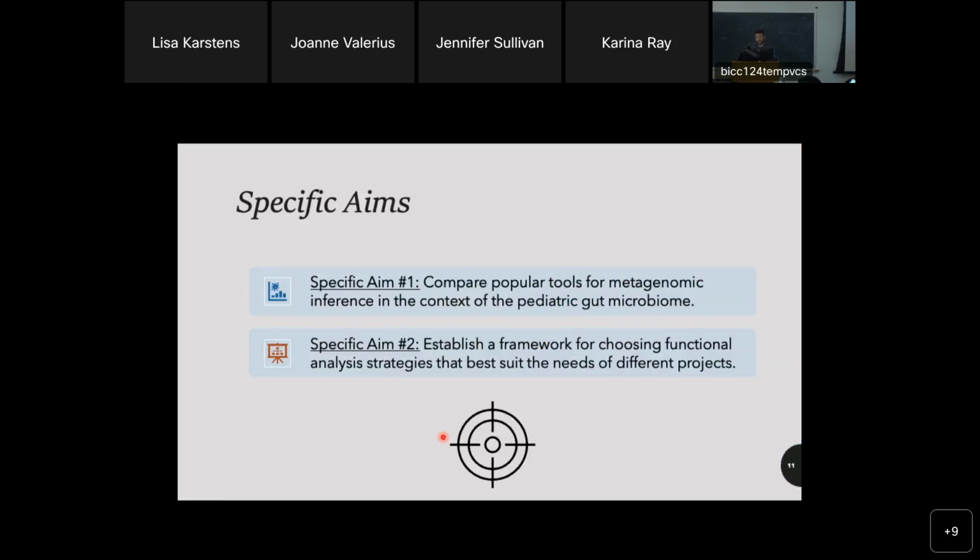And this led me to propose the following specific aims for my project, the first being to compare popular tools for metagenomic inference, specifically in the context of the pediatric gut microbiome. And using the results that I attained from my first aim, my second aim was to establish a framework for choosing a functional analysis strategy that best suits the needs of different projects, as a means for informing researchers who hope to do functional analysis of the pediatric gut microbiome on their options when it comes to functional analysis.